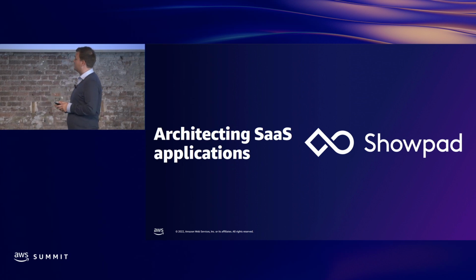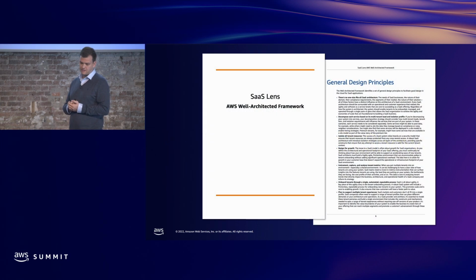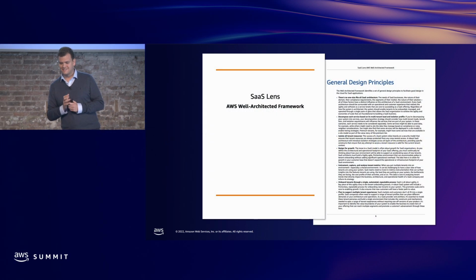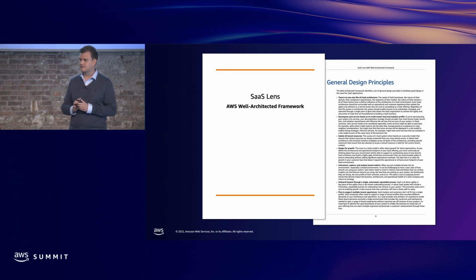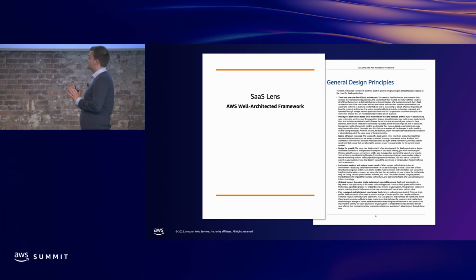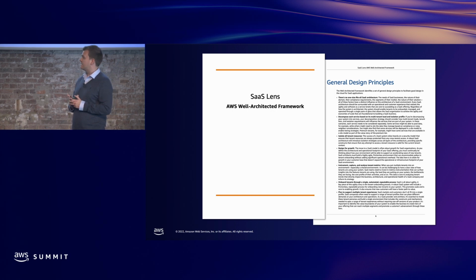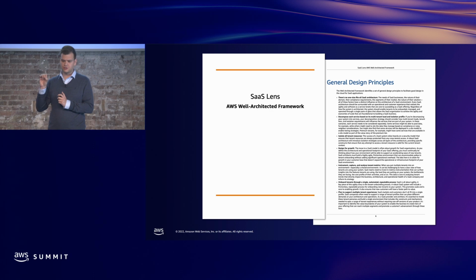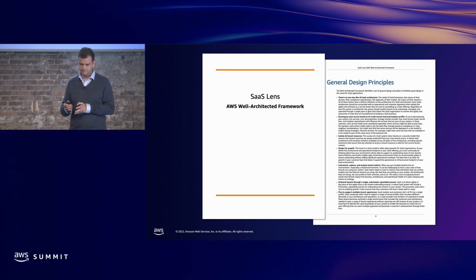I'm going to spend the next couple of minutes giving you insights into how we architected a SaaS application at Showpad. Earlier in the presentation, both Vincent and Roma already highlighted the design principles that are articulated in the Well-Architected SaaS Lens. In total, the SaaS Lens has about 14 principles that facilitate good design for SaaS applications in the cloud. I'm going to highlight a couple of them and how we've applied them at Showpad.